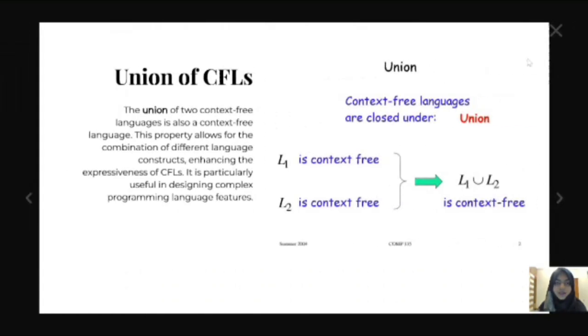Union of CFLs. The union of two context-free languages is also a context-free language. This property allows for the combination of two different language constructs, enhancing the expressiveness of CFLs, which is particularly useful in designing complex programming language features.